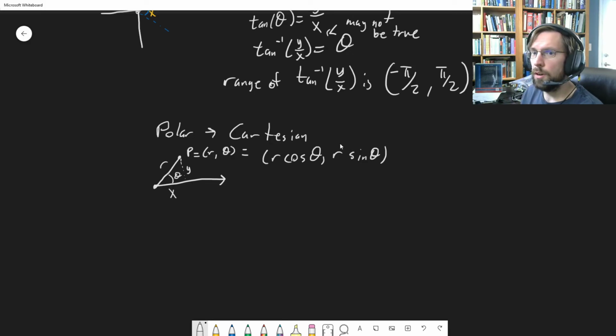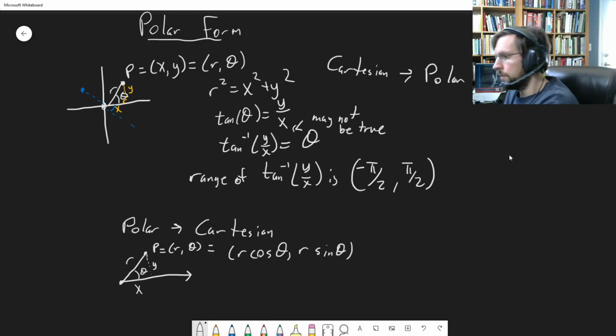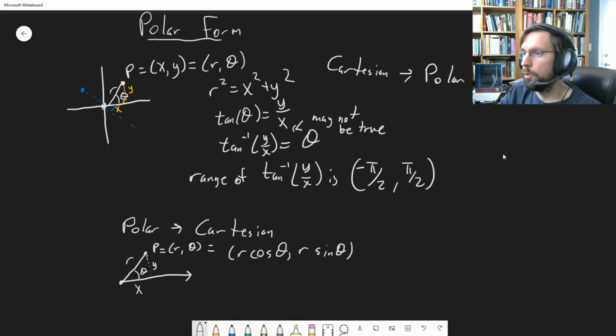Okay, so using the fact that r squared equals x squared plus y squared and tangent theta is y over x, we can convert from Cartesian to polar coordinates, and using r cosine theta and r sine theta, we can convert from polar coordinates to Cartesian coordinates. Okay, and we'll come back and talk about polar curves.